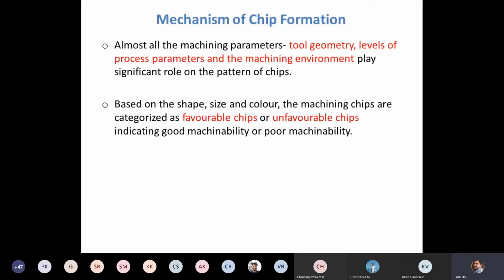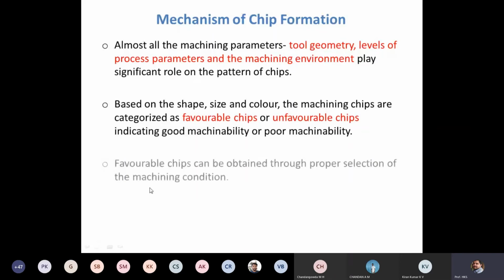Okay, machinability is the measure of ease of machining, how easily you can perform a machining operation. That means how easily you can remove extra or unwanted material. That is denoted by machinability. So always we expect good machinability. Again, that also has influence on the chips.